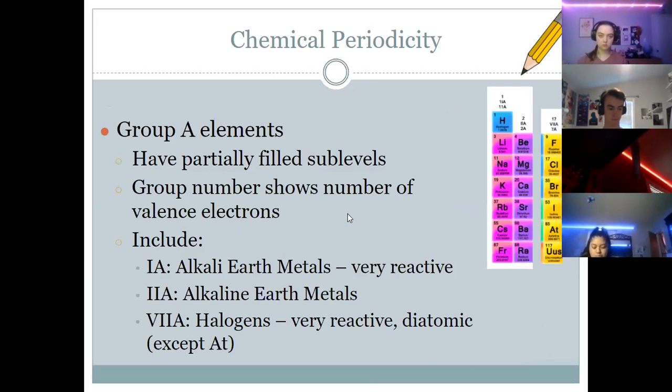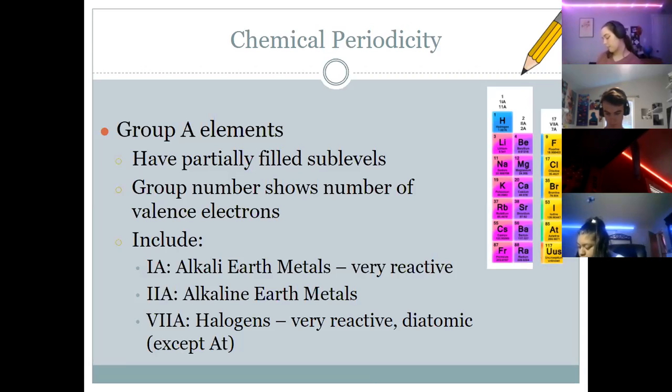So then the next category are group A elements. I'll explain group A better in a second when I show you a periodic table. But all the elements in group A, and basically everything other than noble gases, are going to have partially filled sublevels. That just means that they don't have a completely full valence shell. And the group number will tell you how many electrons are present.